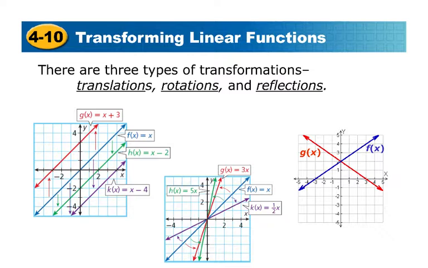Alright, so looking at some images here. There are three types of transformations: translations, which is what we're seeing here, rotations, which we're seeing here, notice it's centered on 0, 0, and also reflections. So we take our one equation and reflect it across the y-axis, for instance.